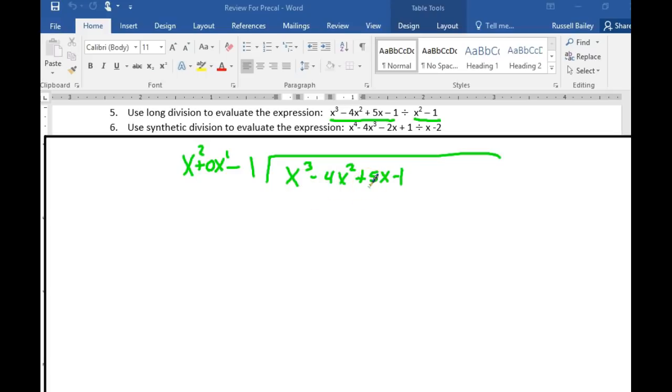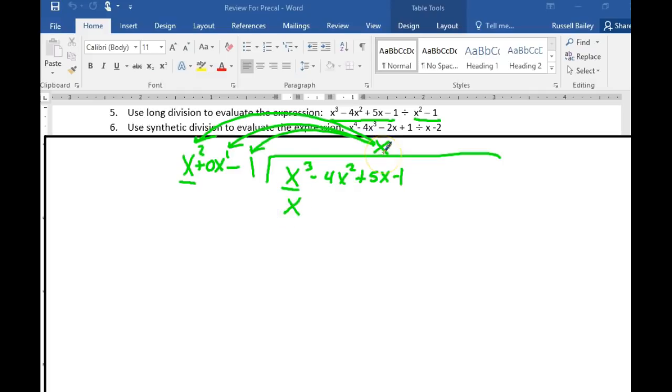Okay, so it's been a while since we've done this as well, but this one's probably a little bit fresher than the last one. So what we do is we ask ourselves, what do we multiply this by to get that? And the answer is x. And you put that answer up there. Next, you're going to take this x and multiply it by all three of these. And you put the result underneath.